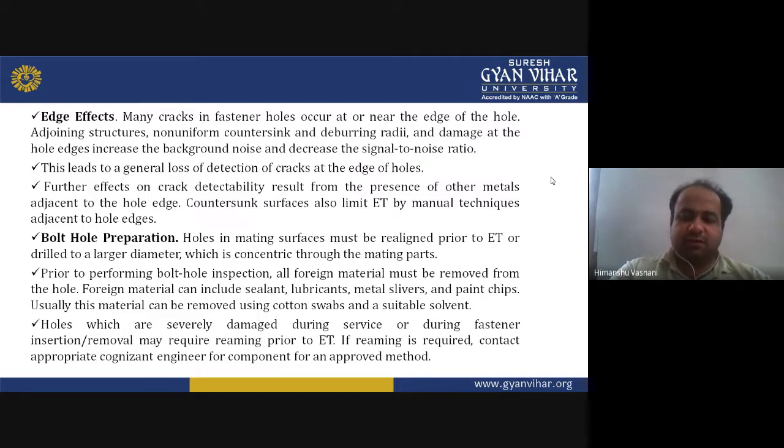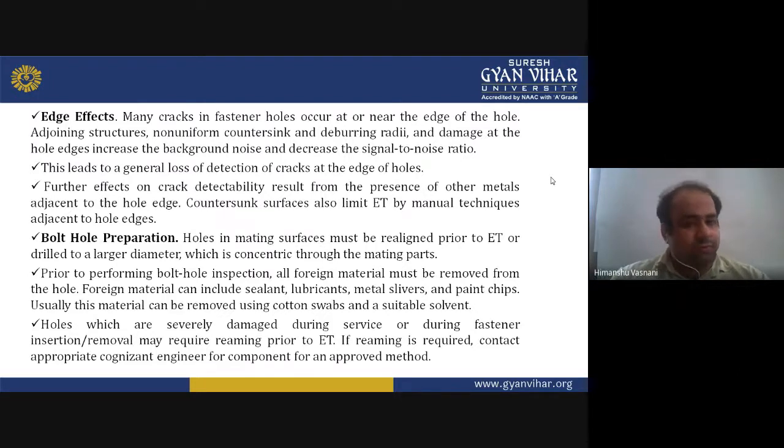Now the edge effects are also very important. Many cracks in the fastener holes occur at or near the edge of the hole. Adjoining structures, non-uniform countersink and beveling radii, and damage at the hole edges increase the background noise and decrease the signal to noise ratio. This leads to a general loss of detection of cracks at the edges of the holes. Further effects on crack detectability result from the presence of other metals adjacent to the hole edges. Countersunk surfaces also limit ET by manual techniques adjacent to hole edges. In this way, the edges also affect the detection of cracks.